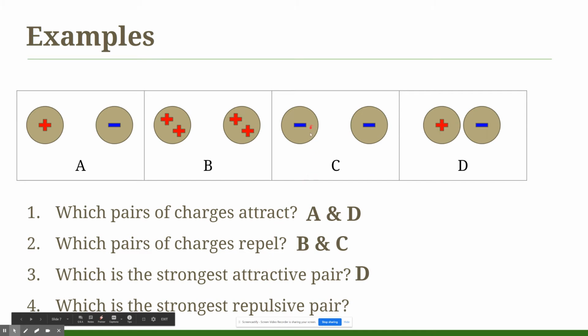Strongest repulsive pair, we're looking at B or C. Those are the repulsive pairs. C only has 1 charge on each, whereas B has 2 charges on each. So since we have more charge here in B, that's going to be the stronger repulsion since they're the same distance away. So B has the strongest repulsive pair.